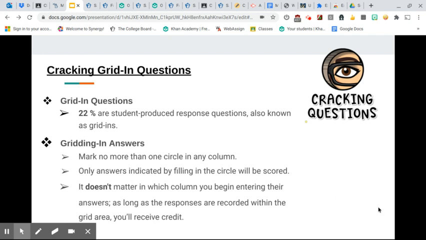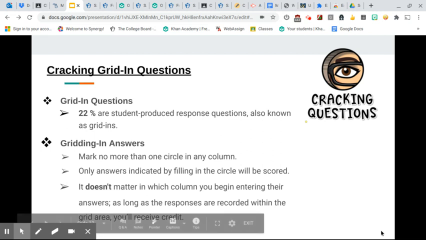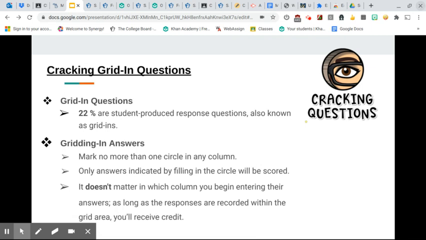Now let's talk about the grid-in questions. These are your free responses. 22% of the questions are student-produced. That means it is not multiple choice; it is a grid-in. For grid-in answers, mark no more than one circle per column. Only answers indicated by filling in the circles will be scored, so anything outside the circles is not graded, and it doesn't matter which column you begin to enter your answers in, as long as the responses are recorded within the gridded area.